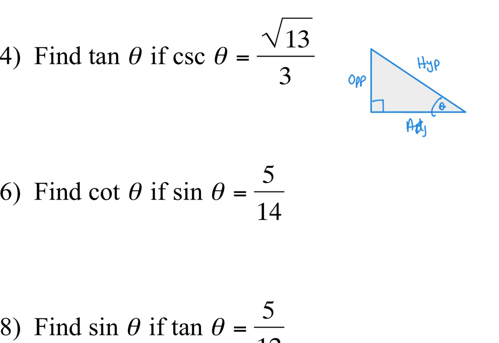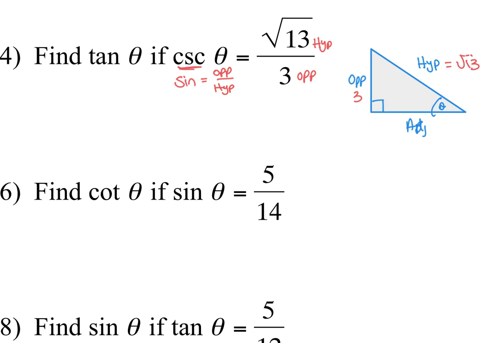Then look at the particular trig function that they have given you. They have given you cosecant. Cosecant is the reciprocal of which function? The sine, which is opposite over hypotenuse, right? Which means they have given you hypotenuse over opposite. So now you can label it. They gave me the hypotenuse, and they gave me the opposite.